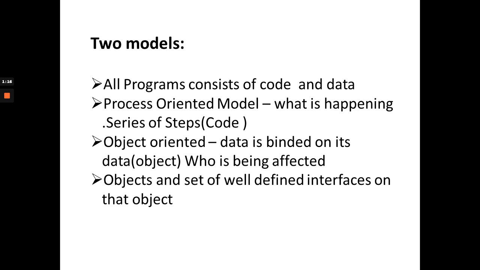But the problem in that model was complexity. To reduce the complexity, the object-oriented model was considered. The object-oriented model is basically built on the data, which is the object. So if any class is created, any object, that object will be affected by that. Then objects and a set of well-defined interfaces on that object will operate on the code, and that code will be executed and understood.